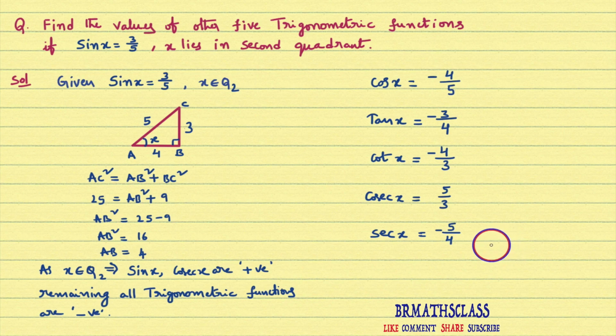So we calculated the values of the other 5 trigonometric functions when one trigonometric function is given and they specify in which quadrant x lies.